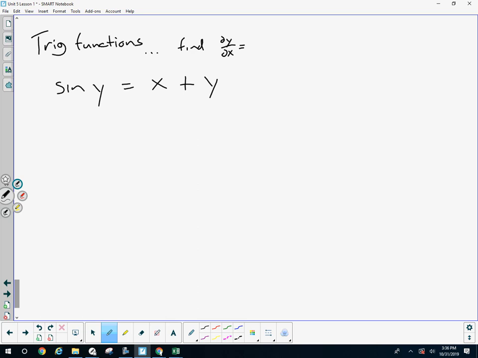Should be easy. What's the derivative of sine x? Cos x. So the derivative of sine y is cos y dy/dx. Don't forget about the y. It's a common mistake, and it's okay.